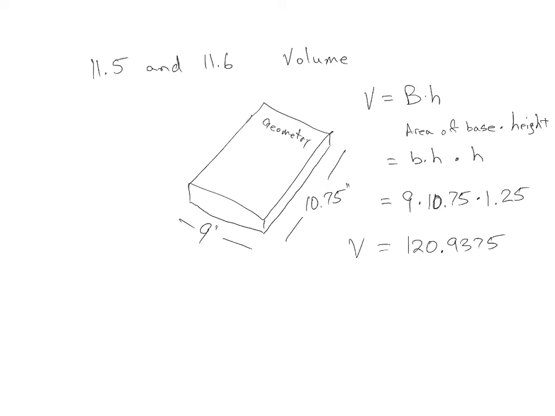Okay, so what is that? Area is the square inches. We're doing this in inches, so we're doing square inches. How many square inches go into your picture? Okay, so there's 9 there, and then 10.75 going up. So you multiply those together, and then you multiply it by the height. That's how you get the volume.